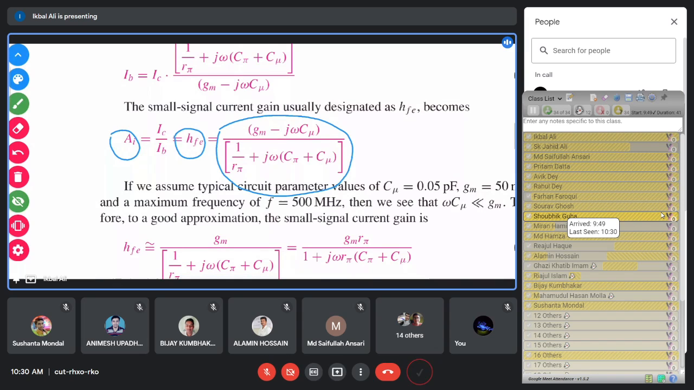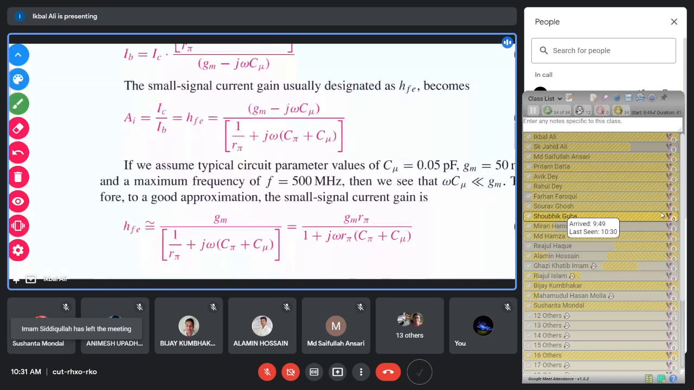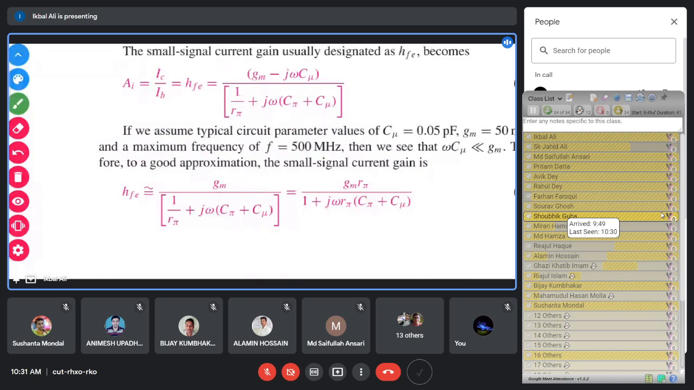Now we will simplify this gain expression a little bit to understand the transistor properties, that is, what properties are actually hidden in the transistor, which we try to unfold.